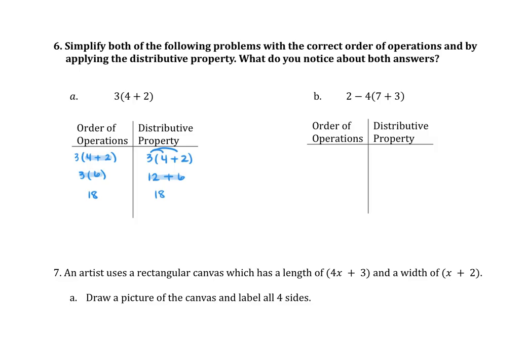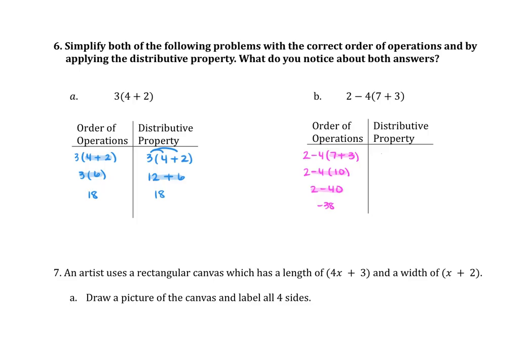So I'm going to take the problem 2 minus 4 parentheses 7 plus 3. I'm going to do it by order of operations first. So first thing I'm going to do is simplify my parentheses of 7 plus 3. 7 plus 3 gives me 10. Remember, next I need to do exponents, but I don't have any. So then I go to multiplication division. I do have multiplication. I have negative 4 times 10, which gives me a negative 40. And then last, I would do my subtraction, 2 minus 40 to get negative 38.